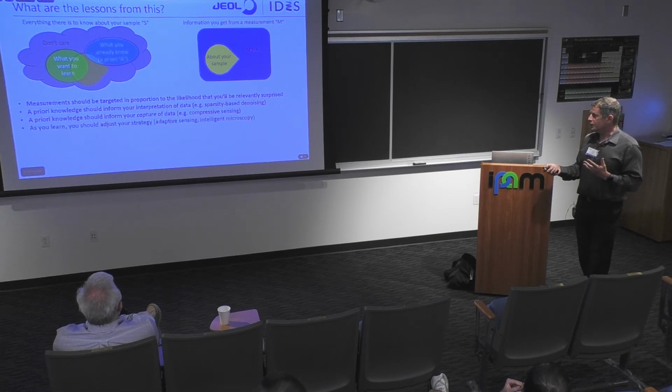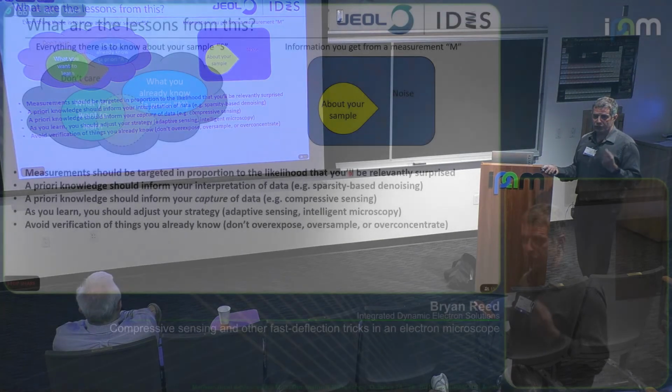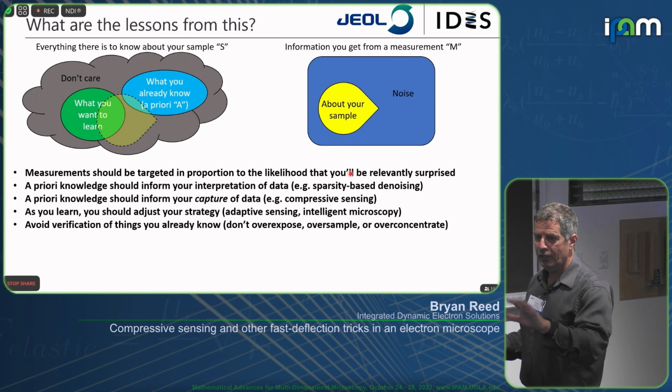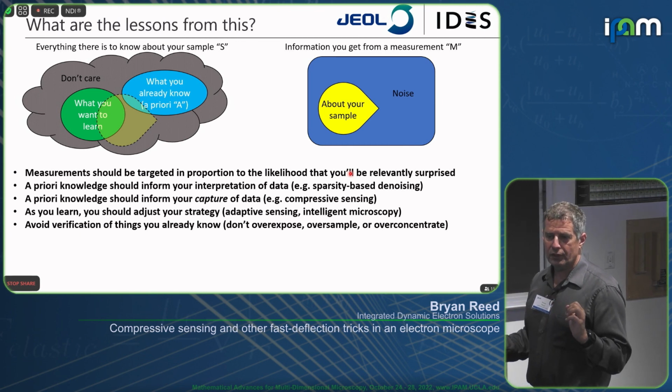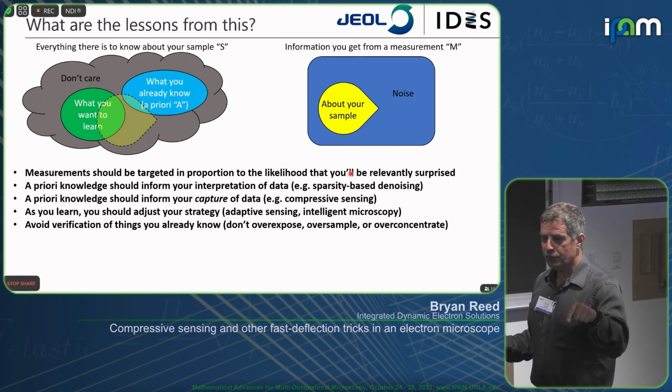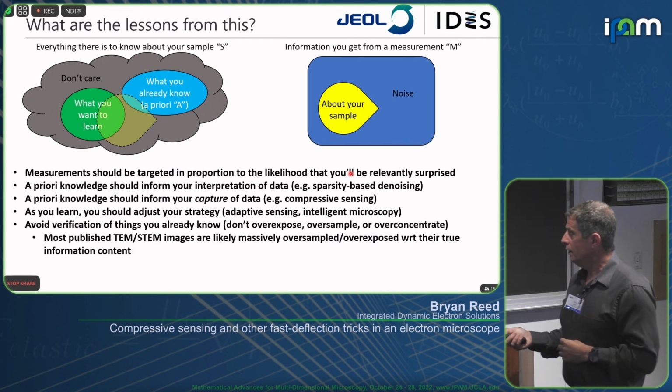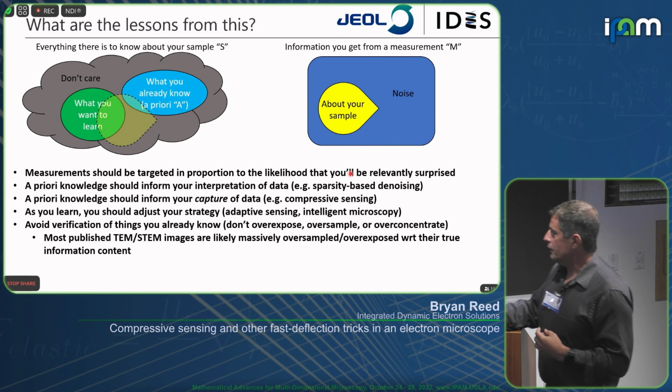A priori knowledge should also inform your capture of data. So using compressive sensing or adaptive sensing, since as you learn, you should adjust your strategy, and you should avoid verification of things you already know. You don't want to overexpose, don't want to oversample, don't want to overconcentrate. If you've only looked at 5% of the pixels in an image, where should you send the next marginal electron? You should send it to the pixel you know nothing about, which is almost certainly one you haven't looked at yet. And that applies in the limit.